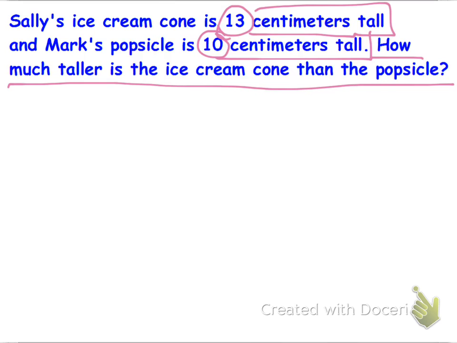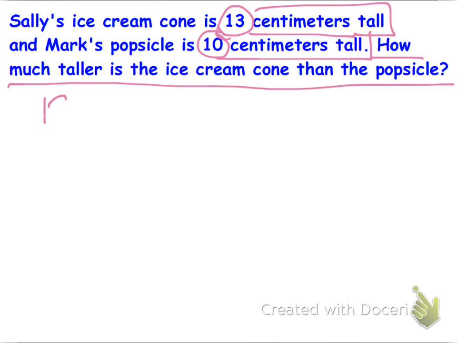So, looking at this, the bigger number that we're comparing is always going to be our whole. Even though we're comparing, we have to just make that bigger one our whole. So, we can add or subtract for this. So, I'm going to show both ways that we can set up your numbers.